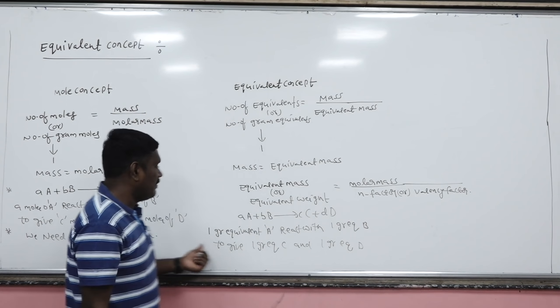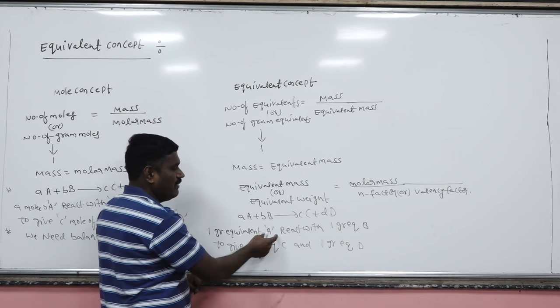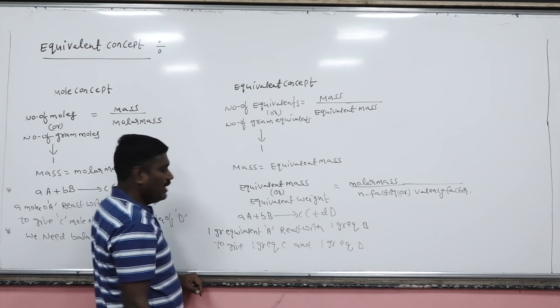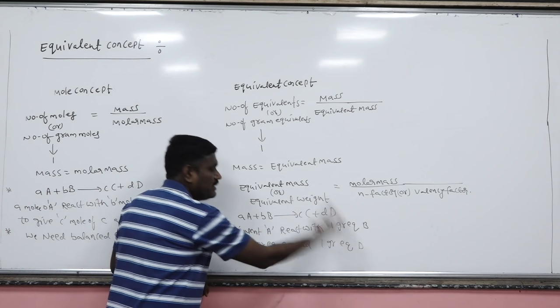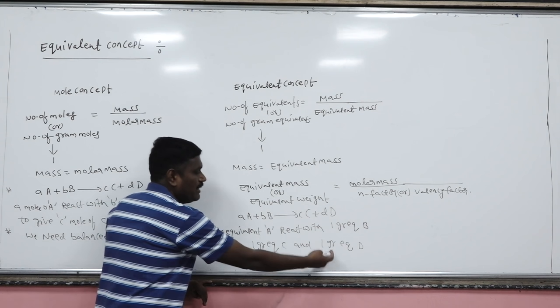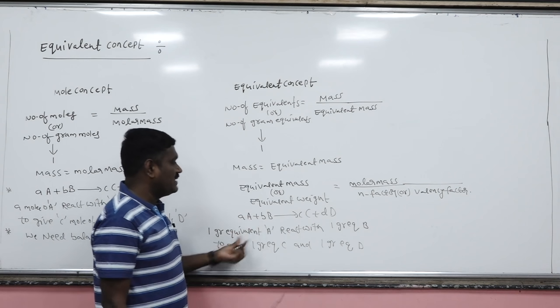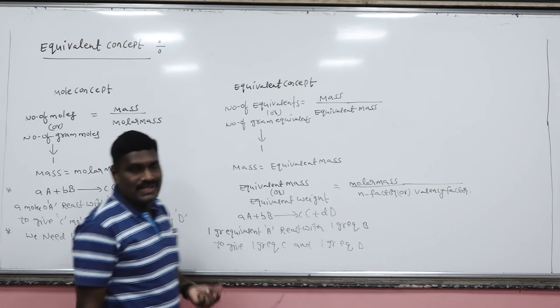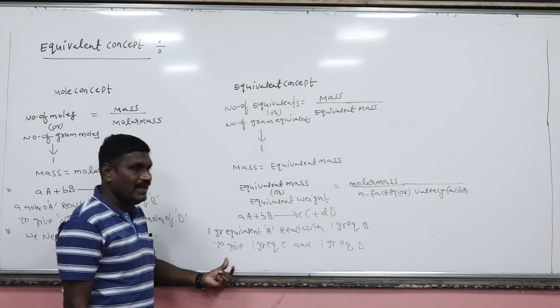Here we deal with the number of equivalents, not with the number of moles. Let's suppose 1 gram equivalent of A will react with 1 gram equivalent of B. If we take 2 gram equivalents of A, then again 2 gram equivalents of B react to produce 2 gram equivalents of C and 2 gram equivalents of D. So the number of equivalents of reactants will be equal to the number of equivalents of products. This is called the law of chemical equivalence.